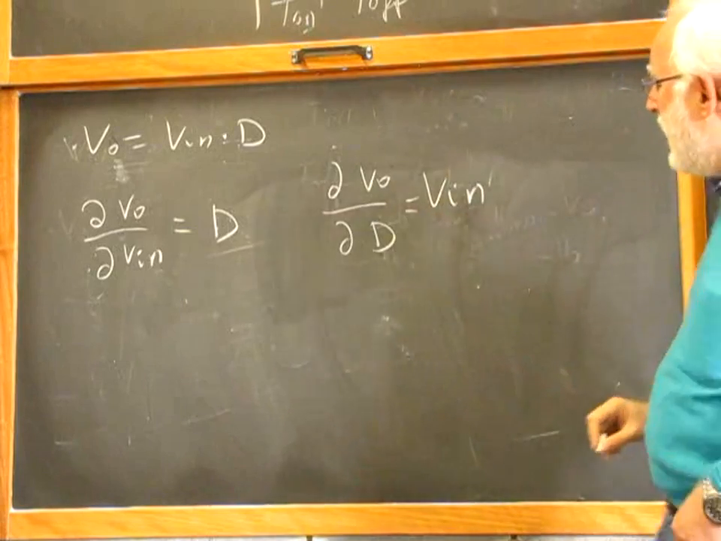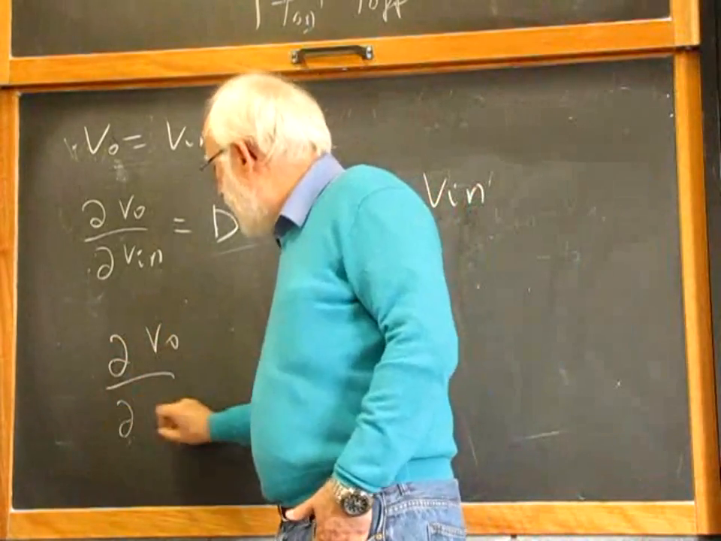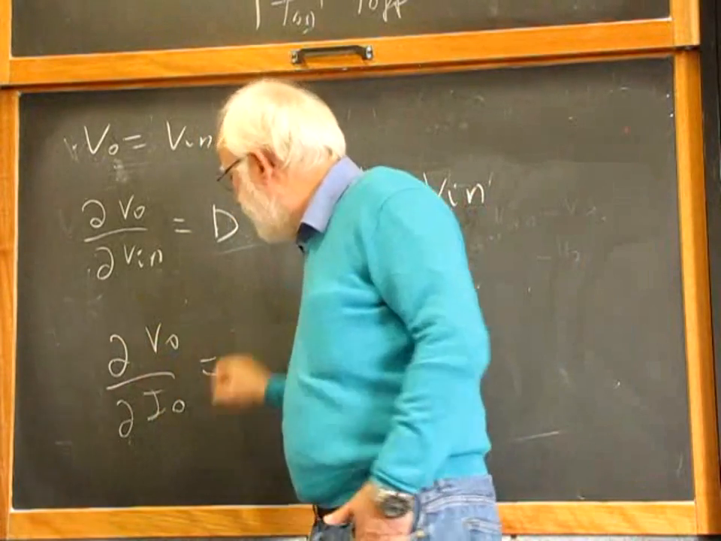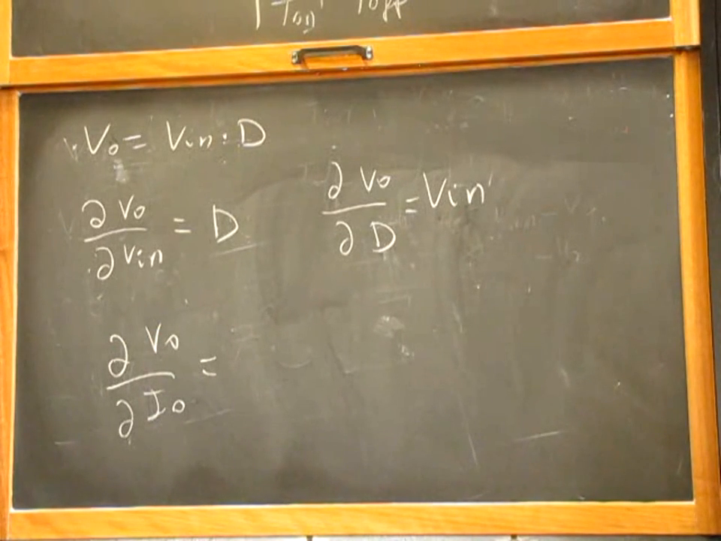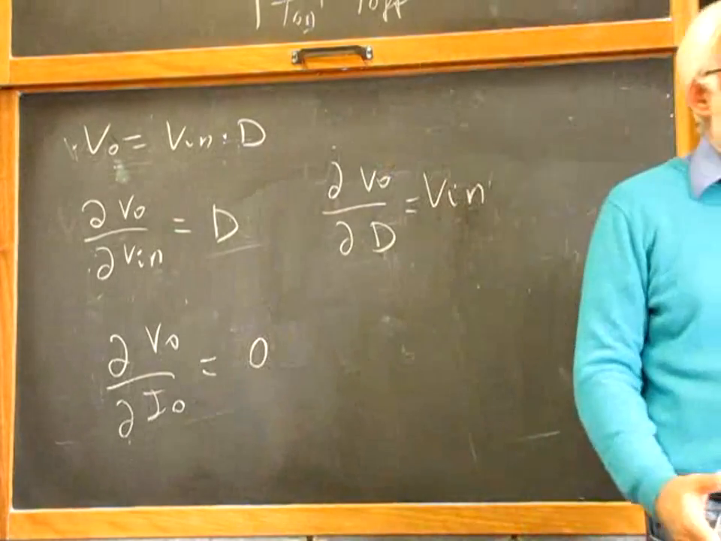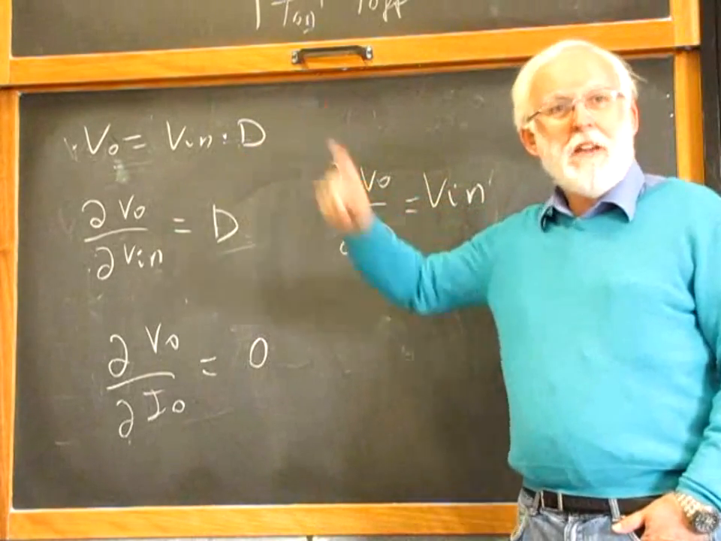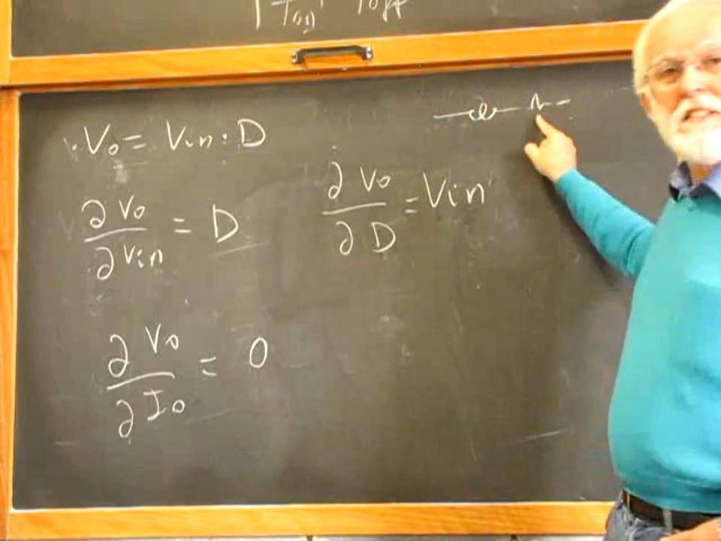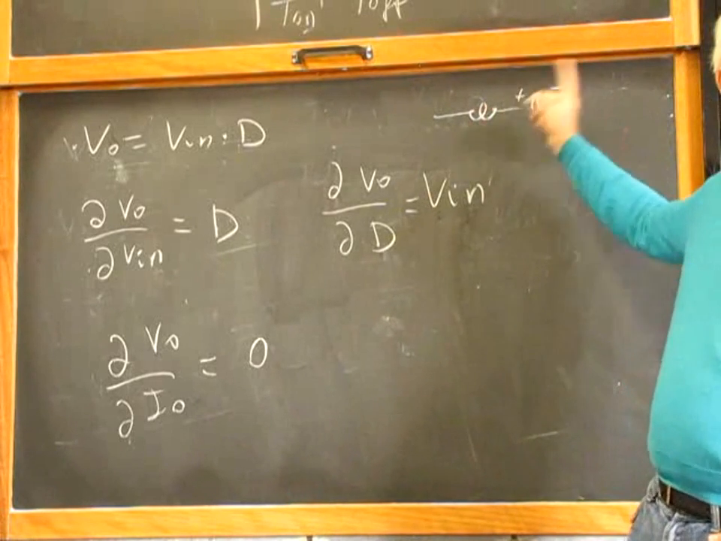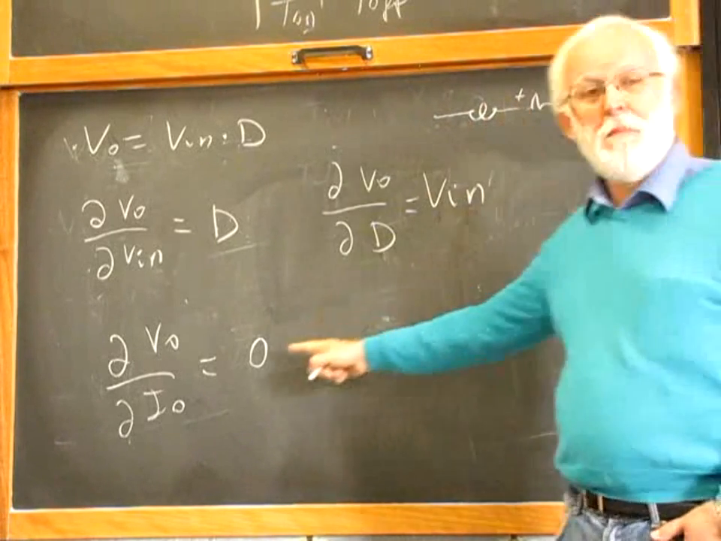You will find dV naught by dI naught. Give me a value, a number. Zero. Why? It's constant, because V naught is not a function of I naught in this expression, if I don't consider any loss. If I consider, for example, that my inductor has a series resistance, there will be a voltage drop across this resistance that depends on the output current, and so the output impedance will be non-zero.